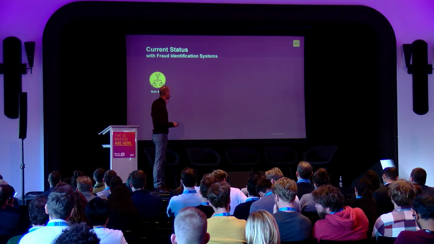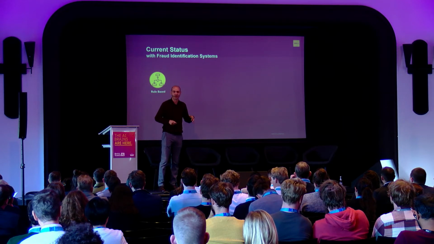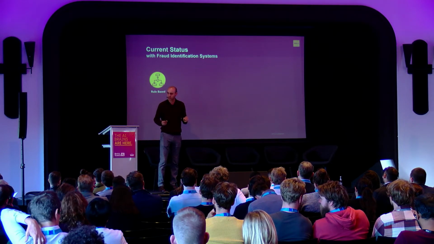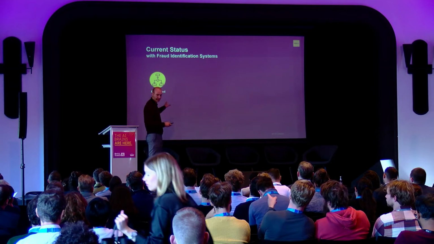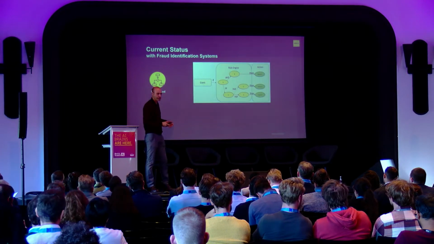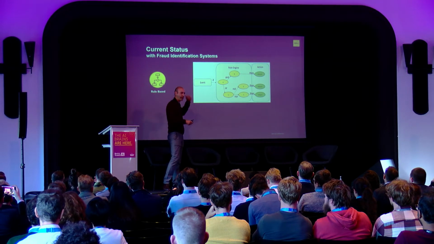So let's have a look at how fraud detection systems work. In the previous sessions, we have heard that deep learning is the cool stuff, but the fraud detection system in reality today is based on rule-based engines. So how they work: you use your credit card, and it initiates an event in the back.